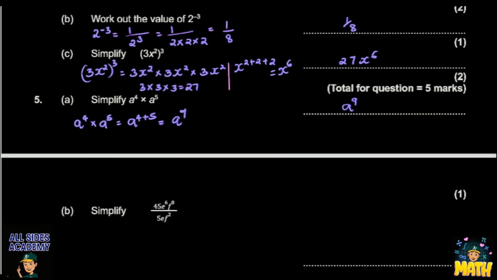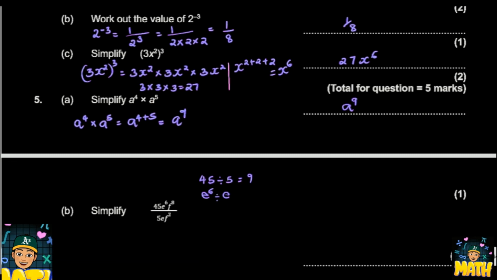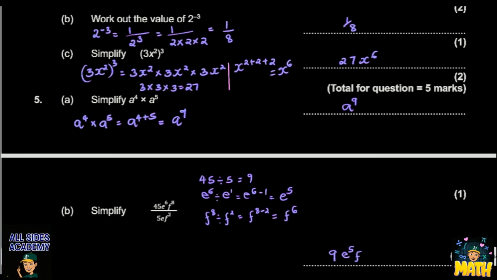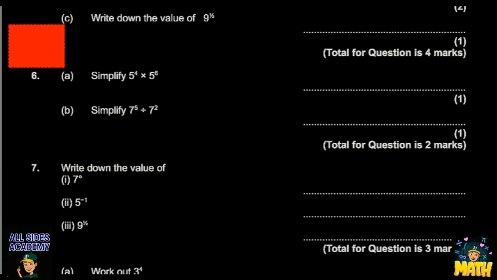Simplify. So I'm going to divide the numbers together, the letters together, each letter with the other. So 45 divided by 5 is 9. e to the power 6 divided by e, so e is just e to the power 1. Dividing, I can subtract the powers. And then f to the power of 8 divided by f to the power of 2 gives me f to the power 8 minus 2, which is f to the power 6. So rewriting the answer, it will be 9 e to the power 5 f to the power 6.